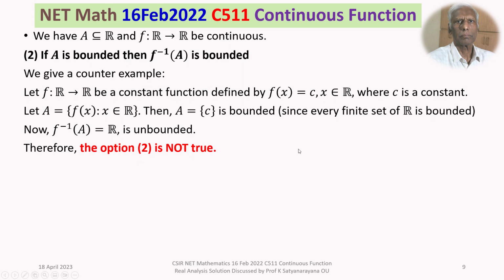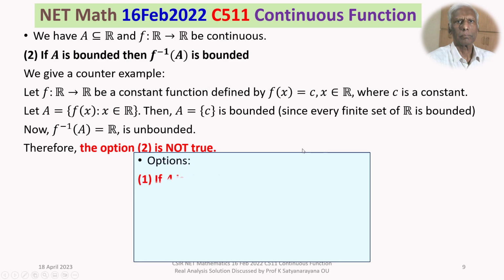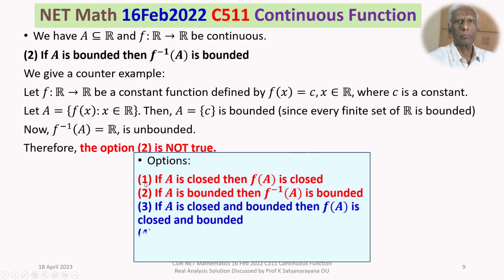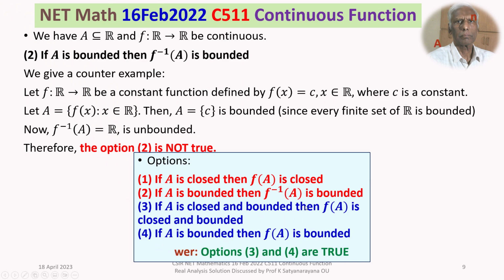So far, what is it that we have proved? Options 1 and 2, we have proved they are not true. Options 3 and 4, we have proved they are true. Therefore, our answer to this question is options 3 and 4, which are true.